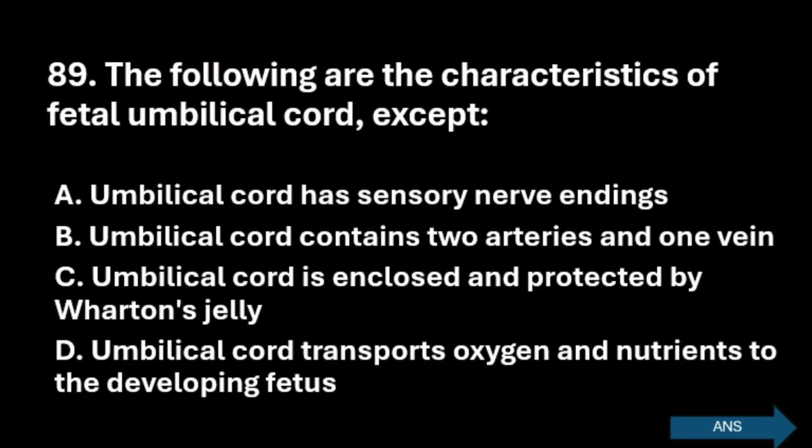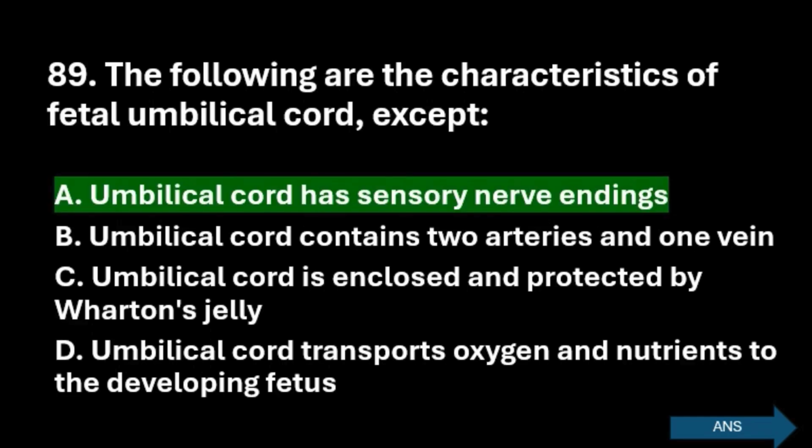Next question. The following are the characteristics of fetal umbilical cord except: option A, umbilical cord has sensory nerve endings. Option B, umbilical cord contains two arteries and one vein. Option C, umbilical cord is enclosed and protected by Wharton's jelly. Option D, umbilical cord transports oxygen and nutrients to the developing fetus. So here also the word except is there. So one is the wrong option and all others are right. Here the right answer is option A. Umbilical cord has sensory nerve endings. This is the wrong option.